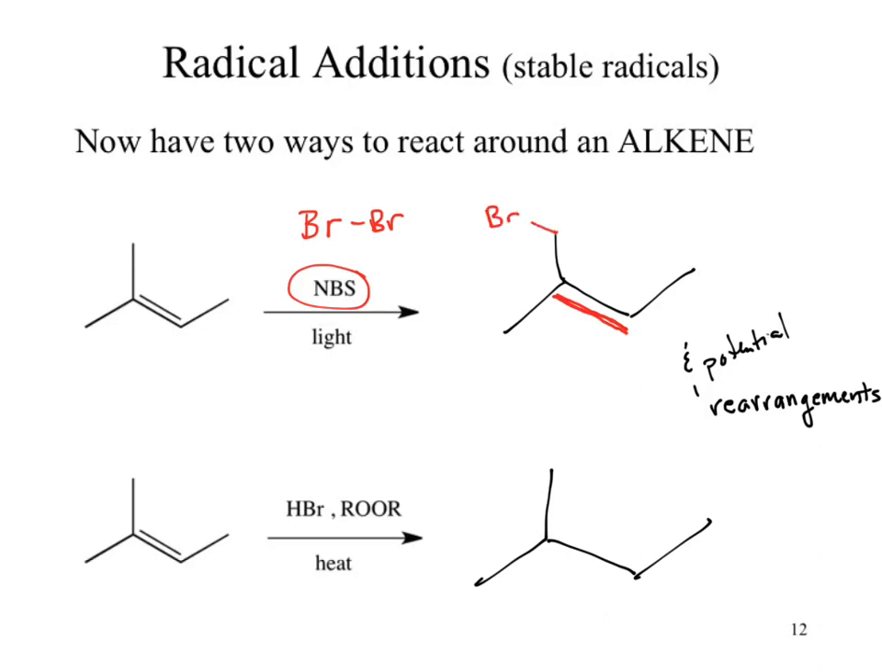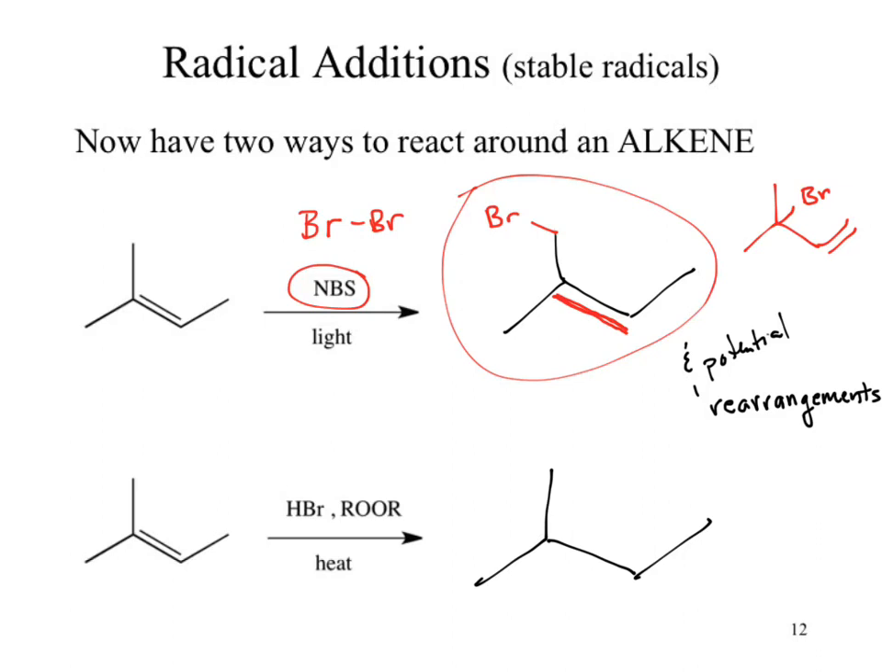Our other product could potentially be putting the bromine there. Between those two, which one's our favored product? It depends if you're looking at kinetic versus thermodynamic reactivity. Your thermodynamic product is the first one. Why is it more stable? It's the more substituted pi bond. The more substituted pi bond is going to be your thermodynamic product.